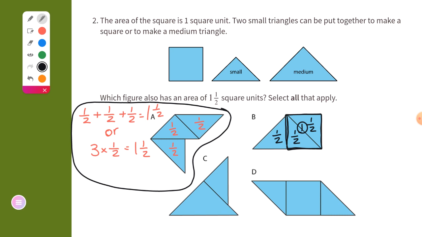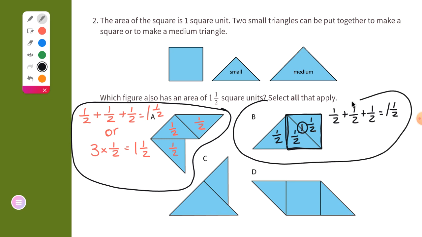Now, Jude, let's pretend we left it all as triangles. What would my work out to the side be for B? You would add 1/2 plus 1/2 plus 1/2, which is 1 and 1/2. Good job. Or what multiplication problem could I put out there? 3 times 1/2. Yes, 3 times 1/2. Good job. So that is also one of our answers, correct?